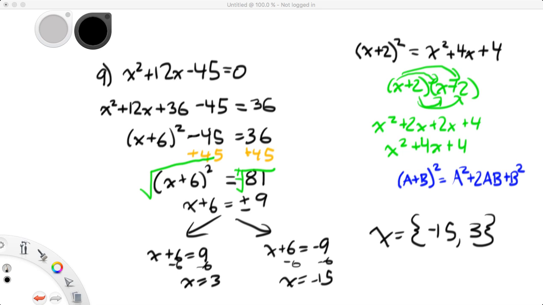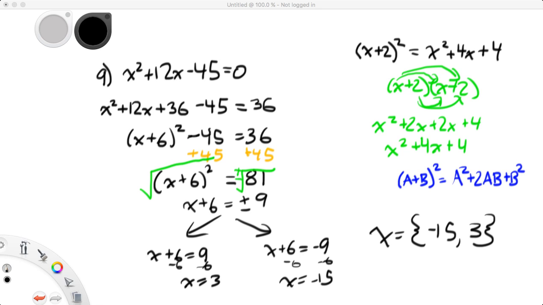So what I'm going to do is I'm going to isolate it. I want to get rid of this negative 45, so I'll add 45 to get rid of that. And then I'm going to add 45 on this side because that's basic pre-algebra. All right. And then I'm going to get (x plus 6) squared all by itself on this side. 36 plus 45 is 81, which is awesome because I can take the square root of 81.